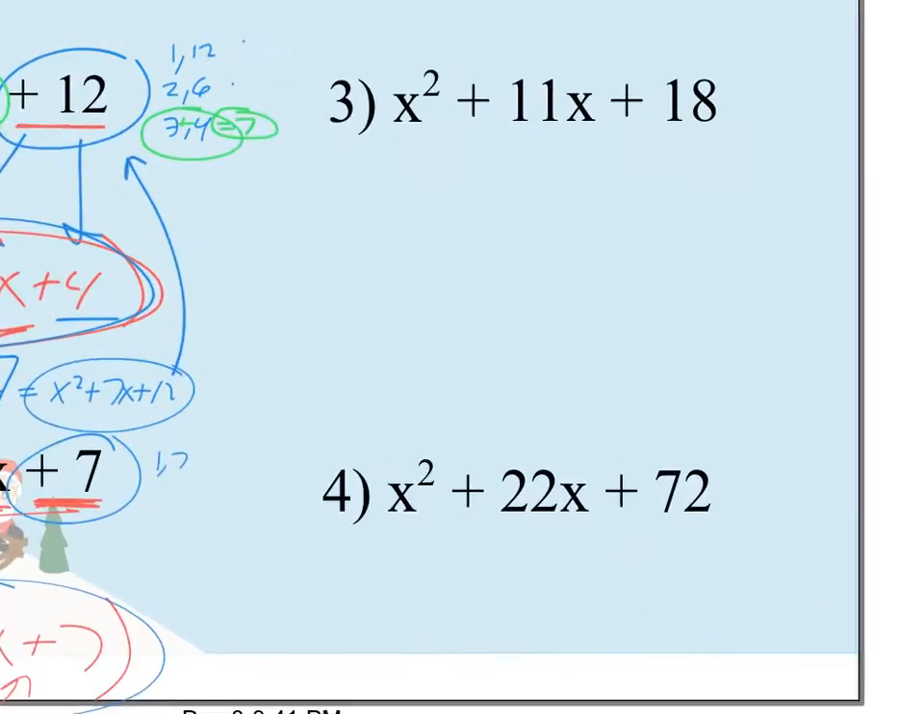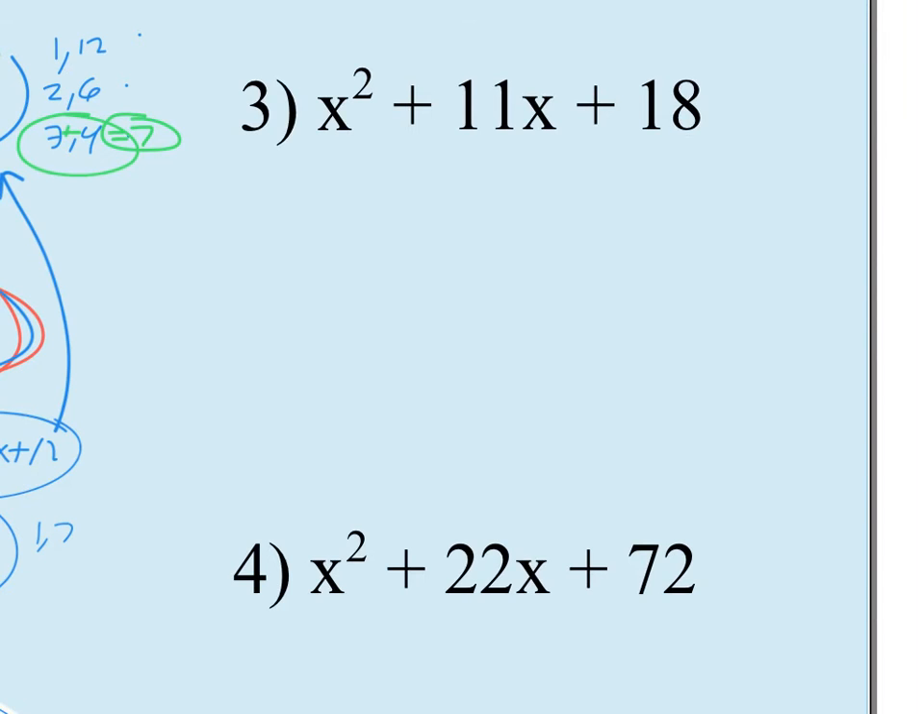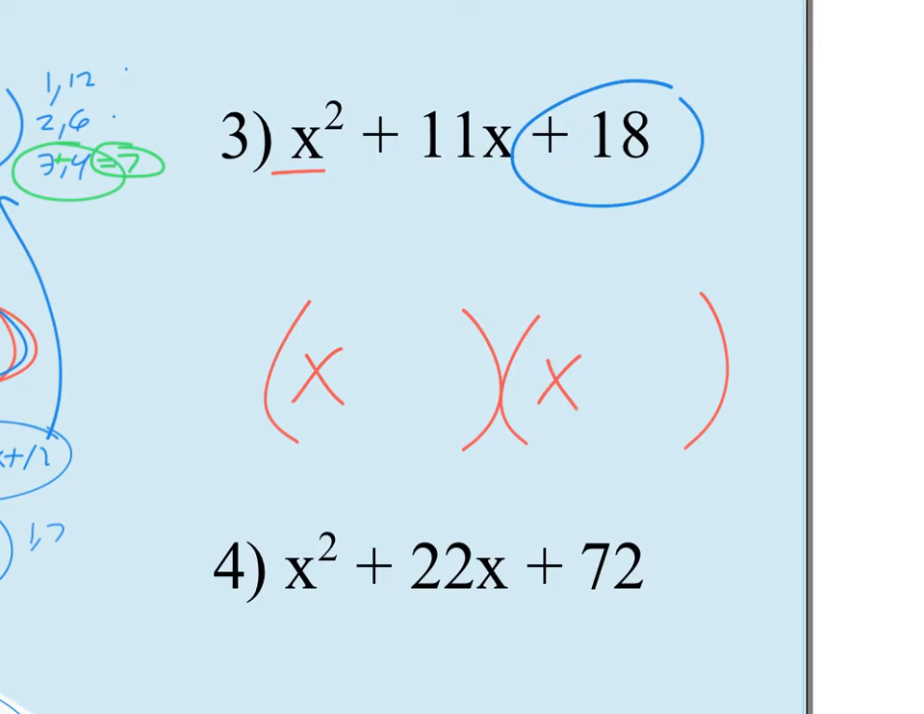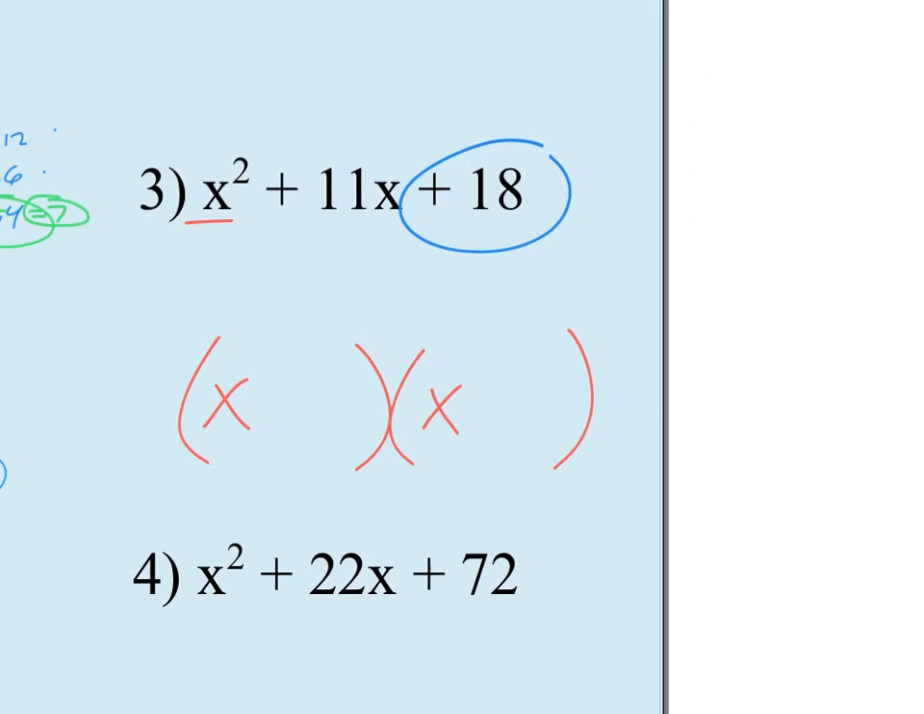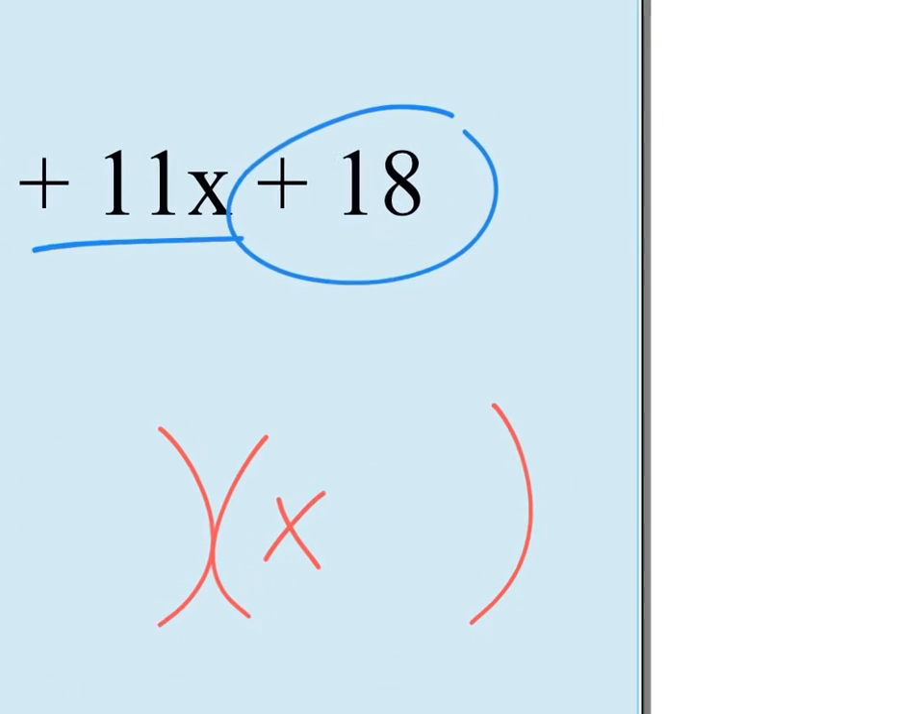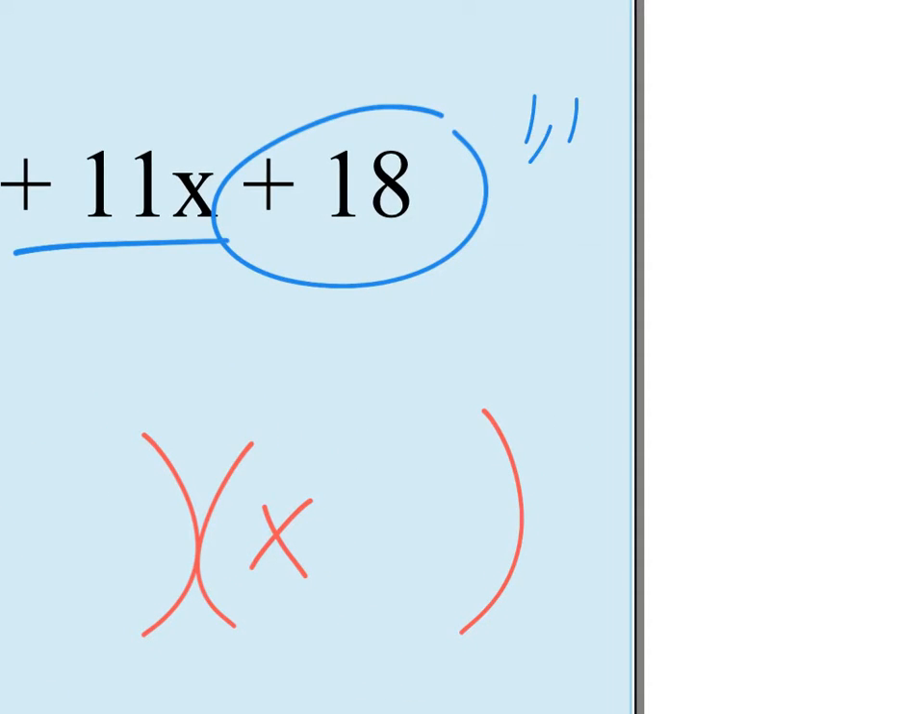Okay. Let's take a look at number 3. So I'm going to try to factor this trinomial into two binomials. Again, we start off with x squared here, so it's going to be x and x. I look at that constant at the end, it's 18. Okay, so I need factors of 18, and they're going to have to add together to be 11, because that's the middle term. So let me start off by listing factors of 18. 1 and 18, 2 and 9, 3 and 6.